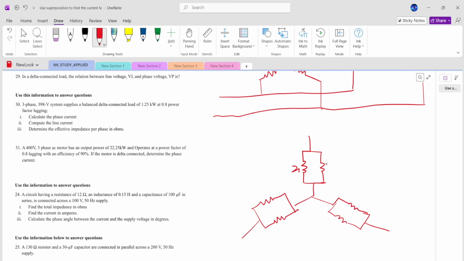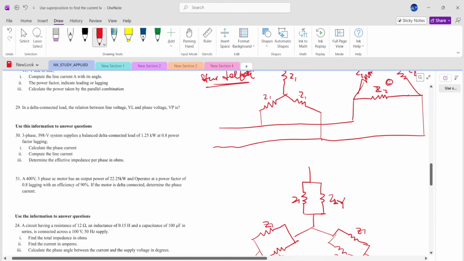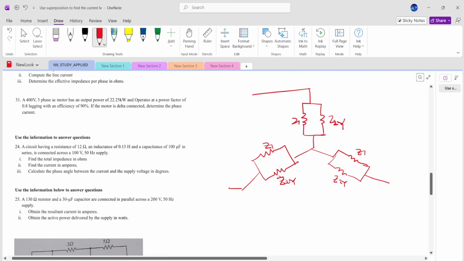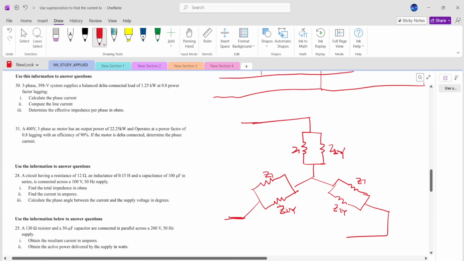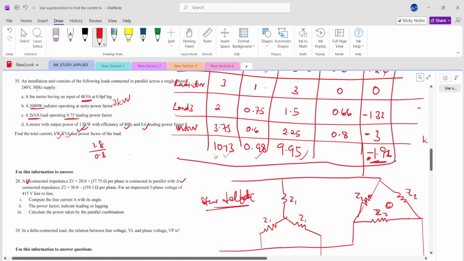Okay, where this one is Z1, Z2 star, right? I'm calling it Z2 star so that we know it is the transformed delta value. Then Z1 and Z2 star. So that's how it's going to look. Once it becomes a star connected system like this, we can quickly solve it.